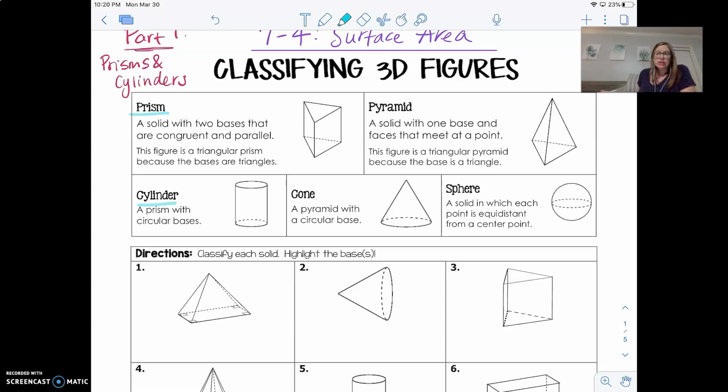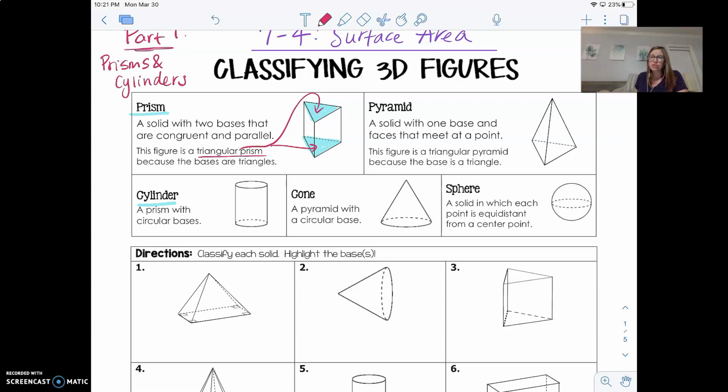Let's make sure we understand all together the definition of a prism. Hopefully you know what it is, but if not, that's okay. It's here for you. A prism is a solid with 2 bases that are congruent and parallel. So that means, in this example, here's one base and here's the other base. You'll notice that they are opposite each other, right? And they are congruent. How we name prisms is based on the base. So this figure is called a triangular prism because these bases are, you guessed it, triangles. That's a triangle and that's a triangle.